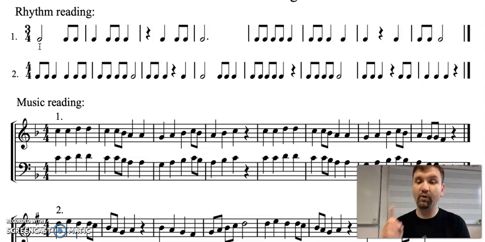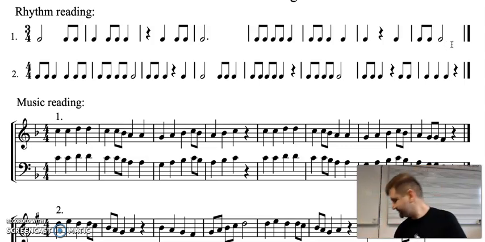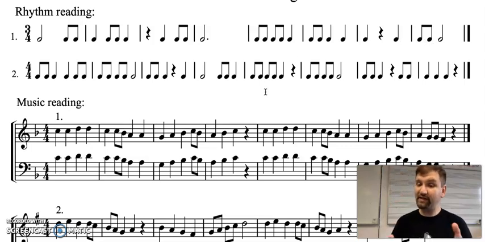Here we go. 1, 2, and go. 1, 3 and, 1, 2 and 3. Rest. 2, 3 and 1. Look ahead. 1 and 2 and 3. 1 and 2, 3. 1. Rest. 3, 1 and 2. Off. Repeat that if you need to, and when you're ready, move on to number 2.